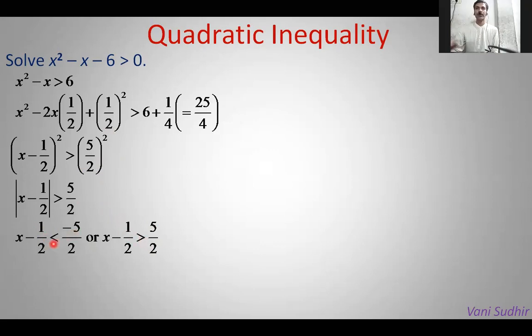You can further simplify, you can add half on both sides. If you add a half on both sides, what happens? Minus half plus half will get cancelled. Here minus 5/2 plus 1/2, you can take LCM. Minus 5 plus 1, that is minus 4 upon 2 you will get. That is minus 2. So x is less than minus 2. Similarly, here if you add half on both sides, you will get x greater than 3. This is the solution. You can write in intervals also. That is, x will take minus infinity to minus 2 values and 3 to infinity values.